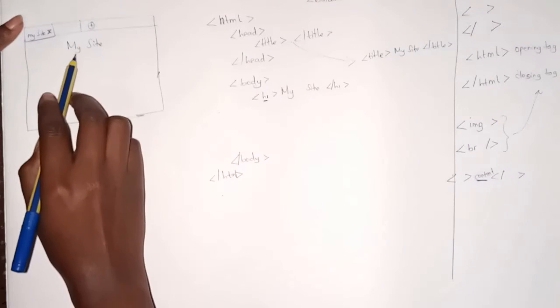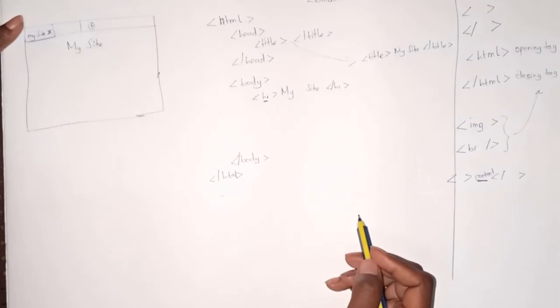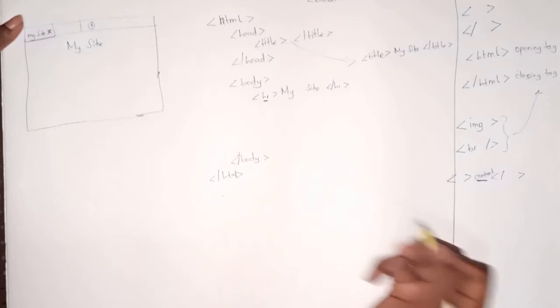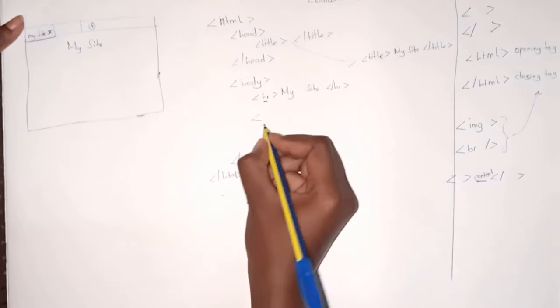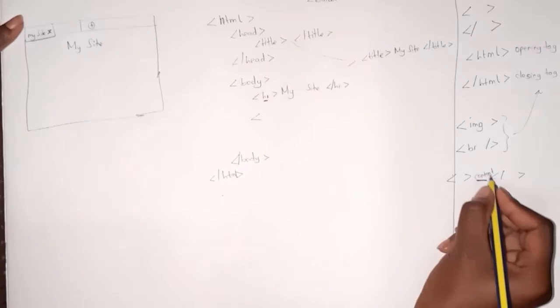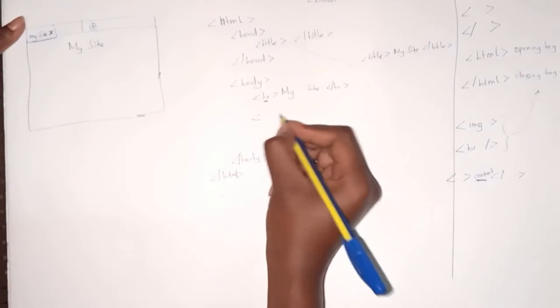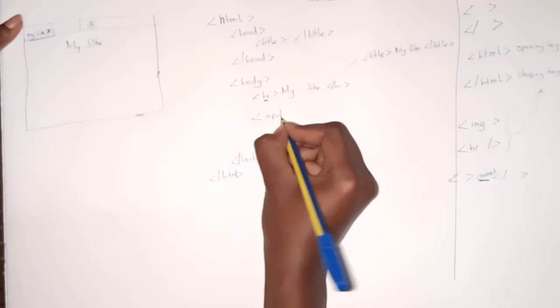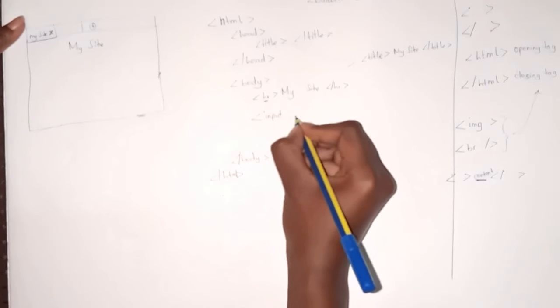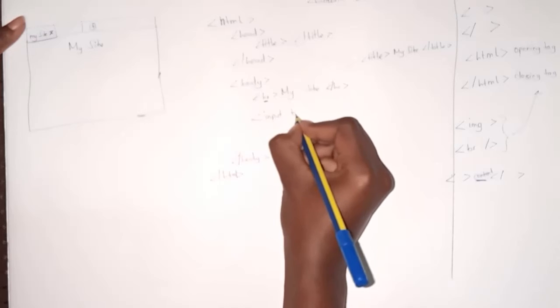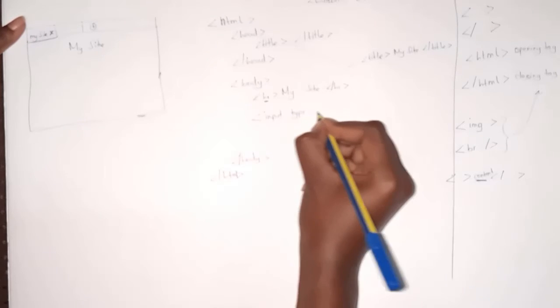Now you have my site, and then you can also have, let's use another attribute that is just one. So you have an input, okay? Maybe you want to search for something, and so you have an input tag which is of type text.